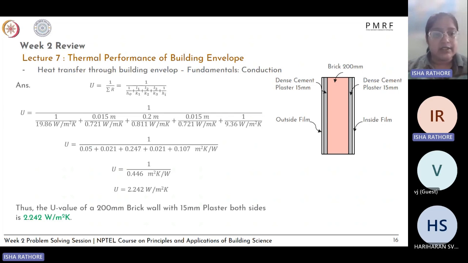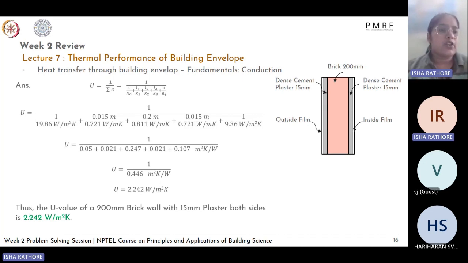So 0.015 meter divided by its thermal conductivity, which is 0.721 watt per meter Kelvin, plus 200 mm brick wall, 0.2 meter thickness divided by 0.811 watt per meter Kelvin, its thermal conductivity, plus again the dense layer concrete, 0.015 meter divided by 0.721 watt per meter Kelvin, and then the inside film coefficient, plus 1 by 9.36 watt per meter square Kelvin. So on solving this equation, we get a U value of 2.242 watt per meter square Kelvin. So our U value for the given wall configuration was 2.242 watt per meter square Kelvin.